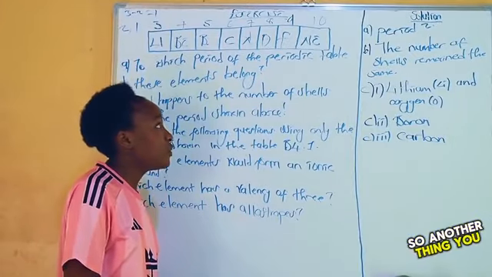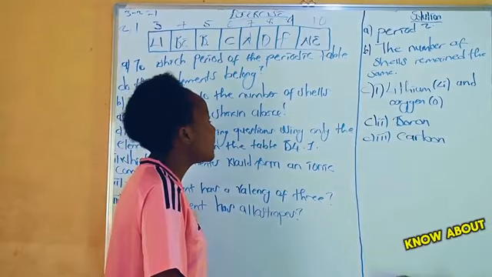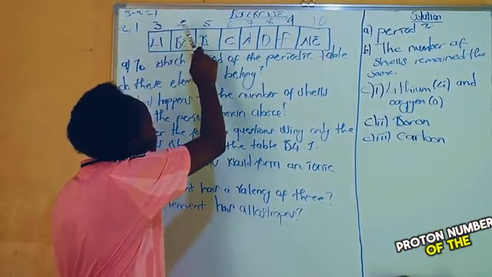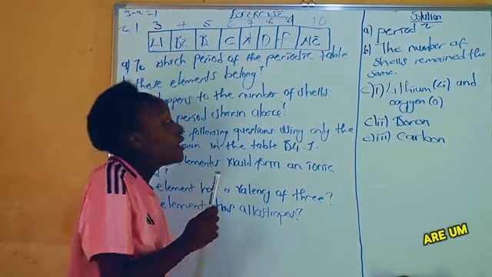Okay, so another thing you can take note of, or the easiest way to know about the periodic table, just want to say these elements or the proton number of the periodic table are in the periodic table.